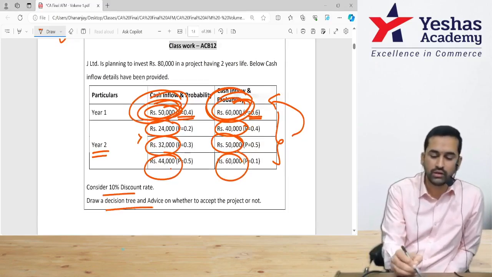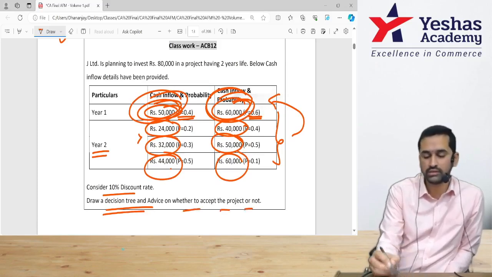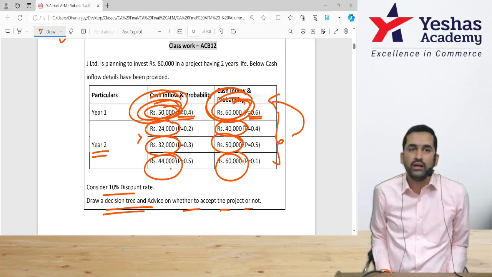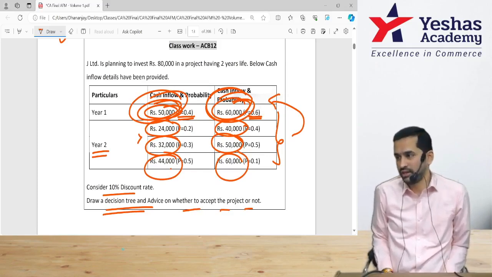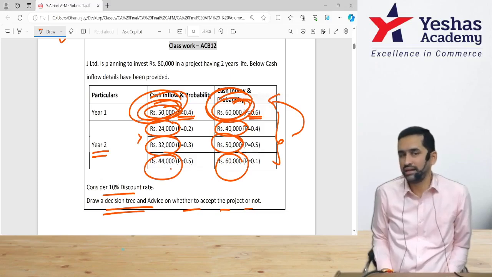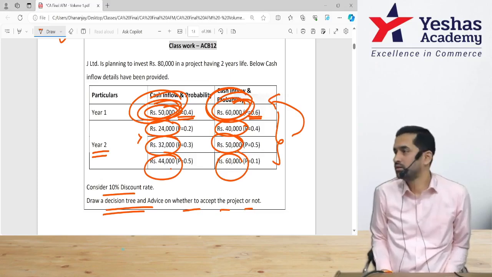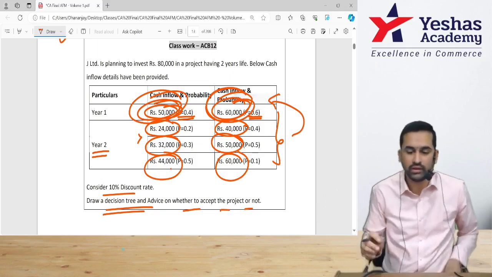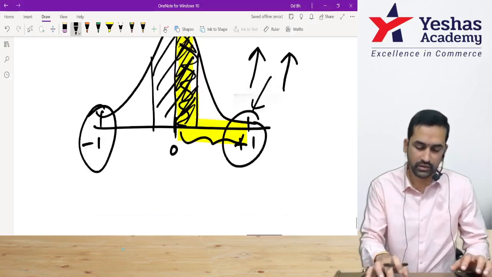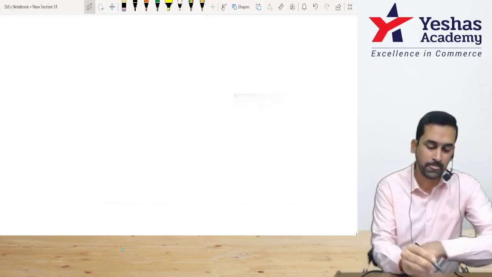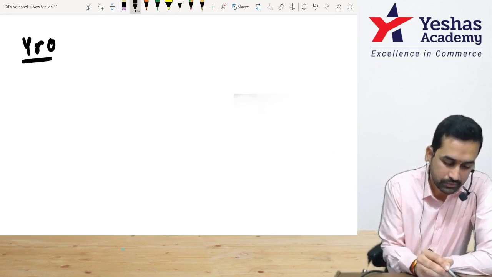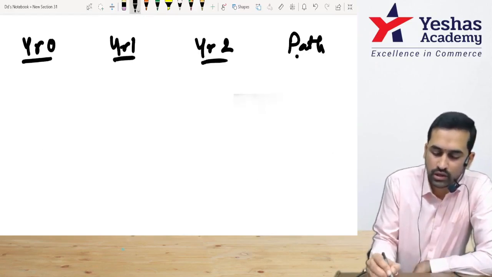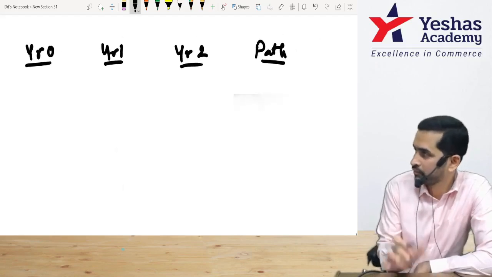Consider 10%, draw a tree, and advise whether the project should be accepted or not. Don't imagine a tree to be actually drawn. It won't be like a tree, but if I move the screen, then it will look like a tree. Okay, listen first. Don't copy. It requires a lot of space. Year 0, year 1 and year 2, and then this is called path or direction.